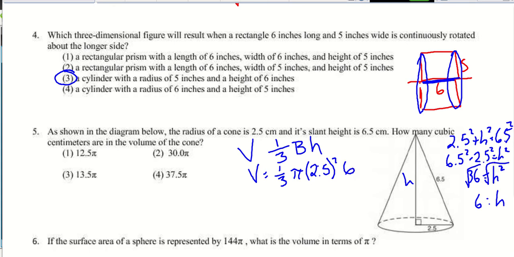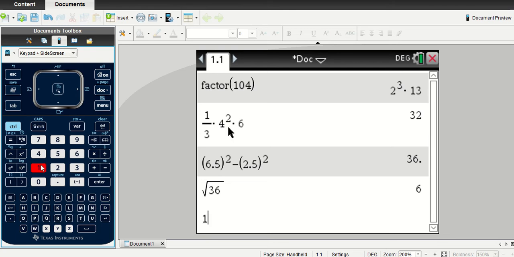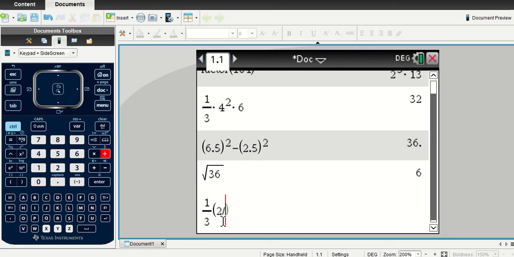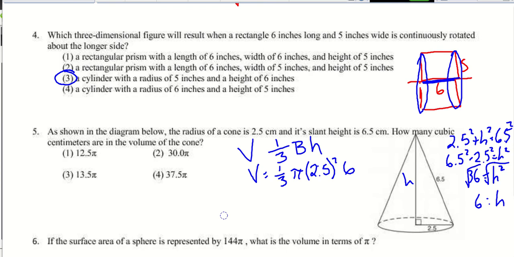So times 6. And then we're just going to take our formula. Remember, the answers all have pi, so this is in terms of pi. So once again, we do 1/3, and we said pi r squared, so it's times 2.5 squared, and then times 6, and we get 12.5 pi. So there's choice 1.